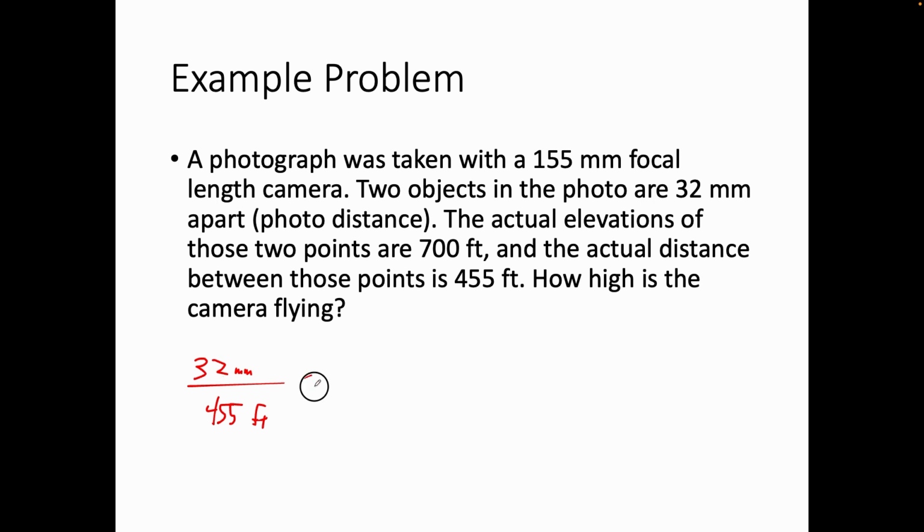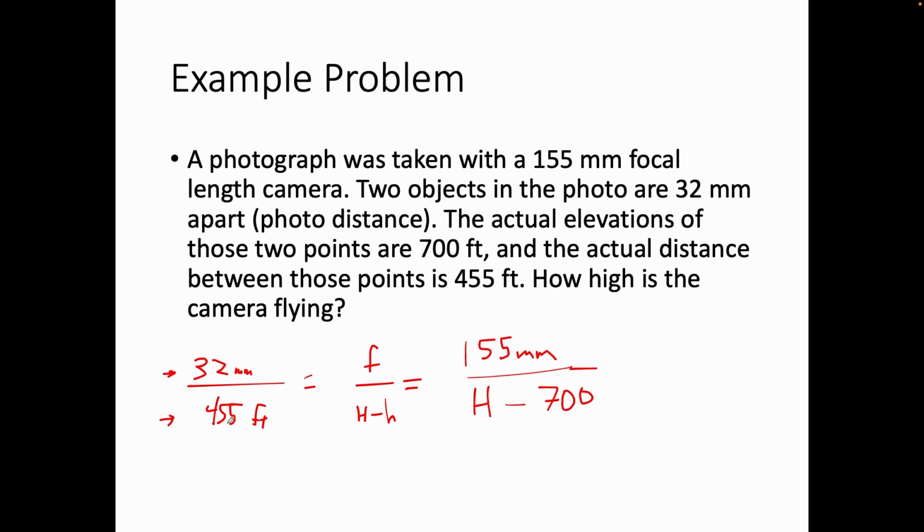But we can also say that our image scale is equal to f over H minus h, right? That was what we had talked about before. And so that's going to equal 155mm divided by H, the height of our camera that we're trying to solve for, minus 700 feet. Here's the elevation of our ground, here's the elevation of our camera above the datum, there's our focal length, and there's our image distance to ground distance.